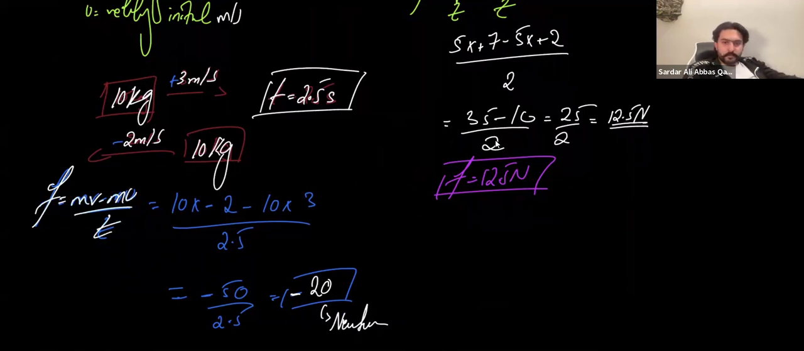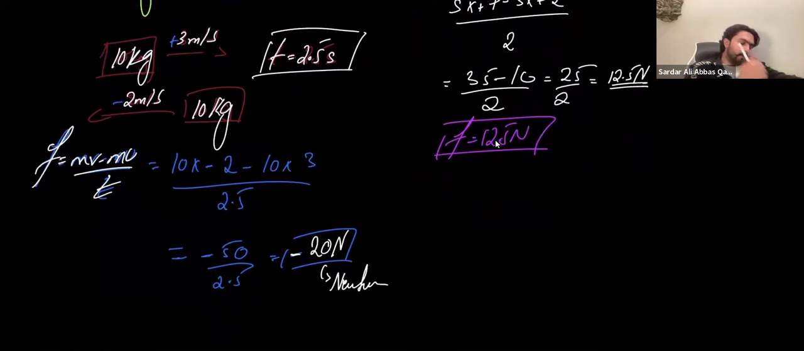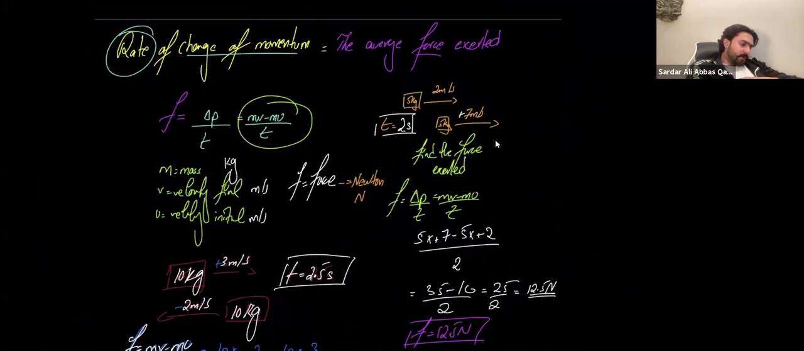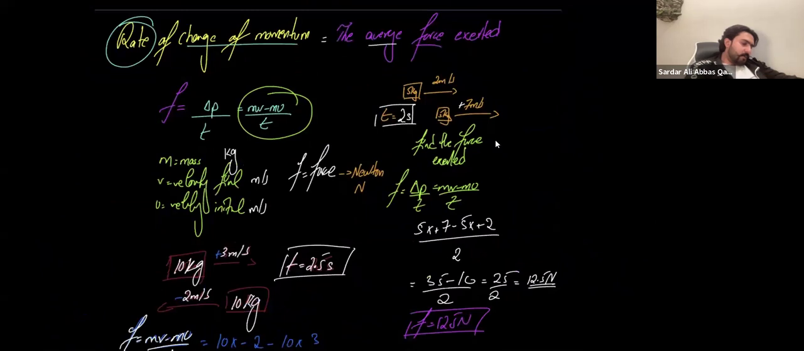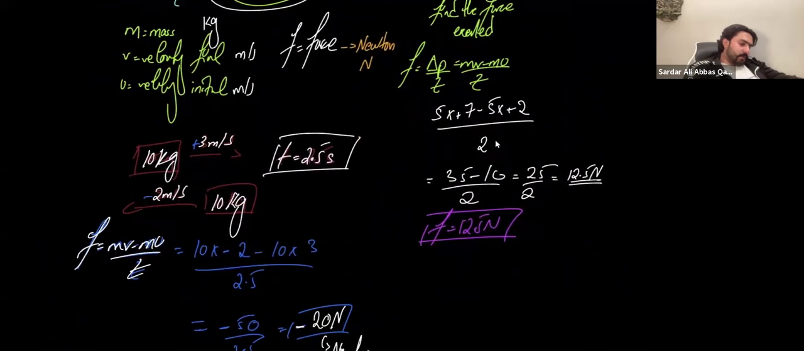ठीक हो गया? Is this clear, everyone? सबका आंसर यही है? Did all of you attempt this question correctly or not? So this is your pretty much rate of change of momentum, which is equal to your average force exerted. This is your formula, and these are the questions that you should be able to do.